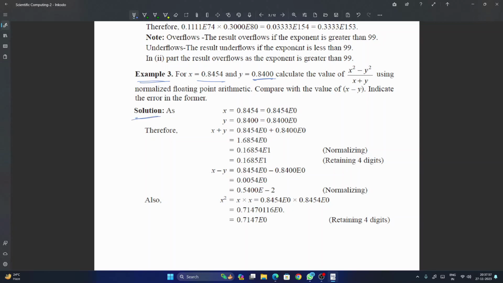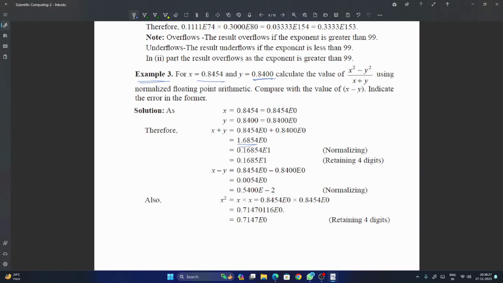So what is the solution? First you calculate x square, or you can calculate x plus y and x minus y. So what is x plus y? It is 0.8454 E0, and the other is also E0, both have no exponents. So x plus y is simply the sum of these two, and after the summation you can see it will be 1.6854.